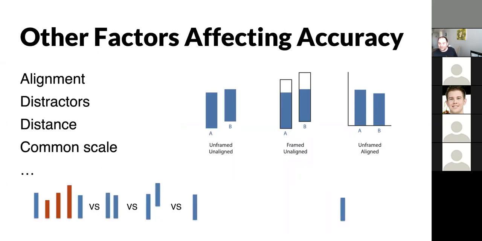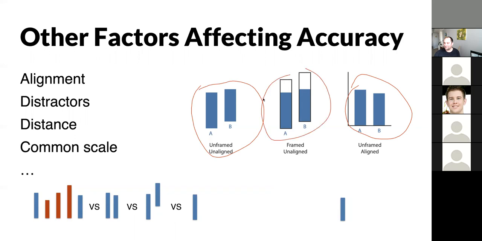There are other factors that affect accuracy. For example, alignment matters a lot. If we have something that is unframed and unaligned, or framed and unaligned, or unframed and aligned. This here is much easier to judge than this here. This here is maybe a little bit easier to judge than the other one, because here we can have references, we can compare two things. Here they are unaligned. We can still do it, but it is trickier than if I actually align those two bars. So this is a little bit about whether it is just pure length, or length and position of the top edge of the bar chart at the same time.